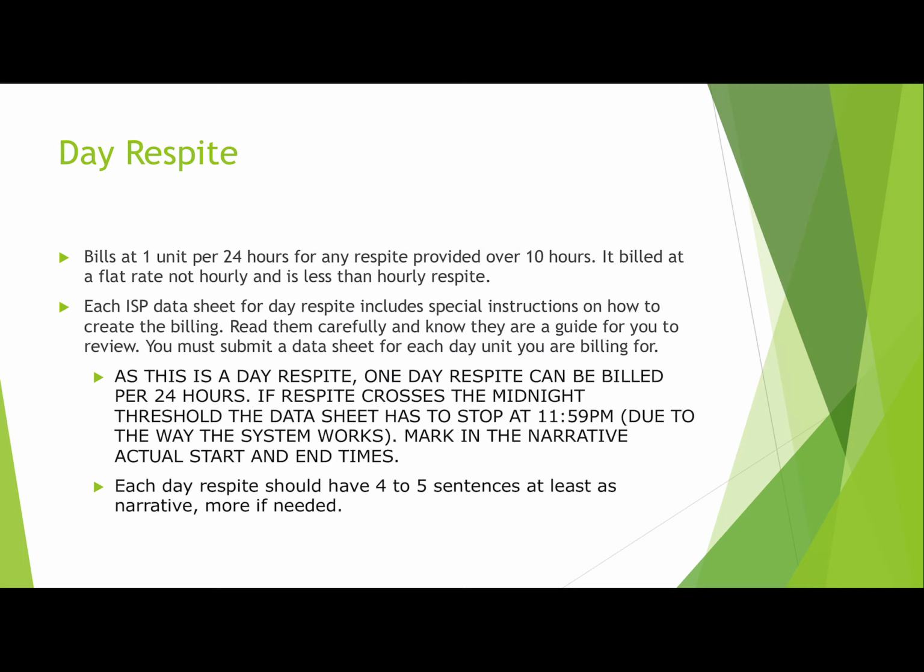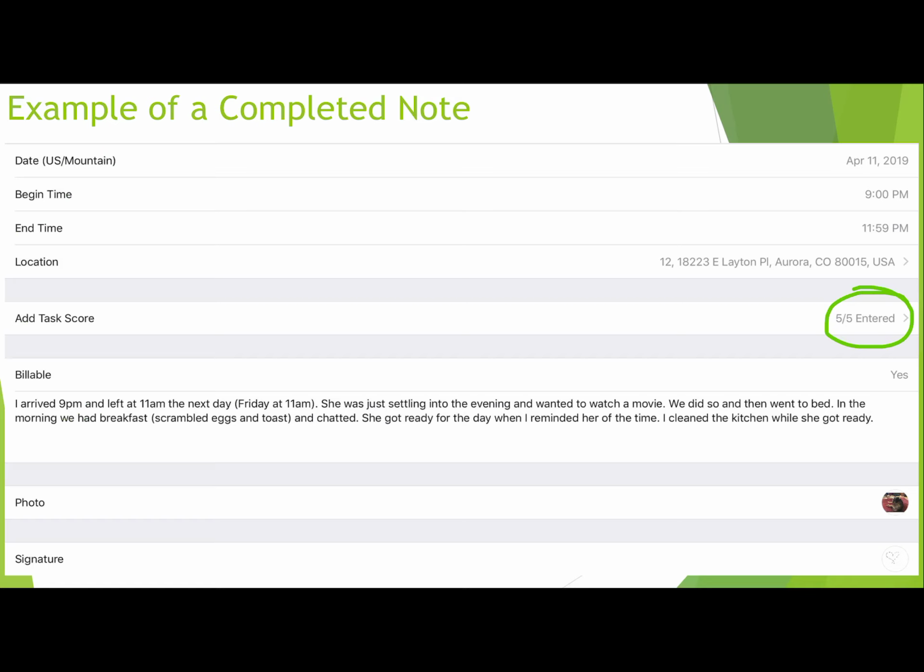So this is a day respite. 1 day respite can be billed per 24 hours. If respite crosses the midnight threshold, the data sheet has to stop at that midnight 11:59 mark, because you cannot cross over into the next day. You can record in your narrative the actual start and end times. Each day respite should have 4 to 5 sentences at least in narrative, and more if needed depending on the complexity of the service. This is your example of a completed note.